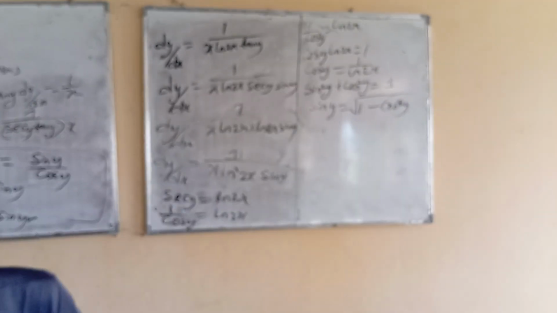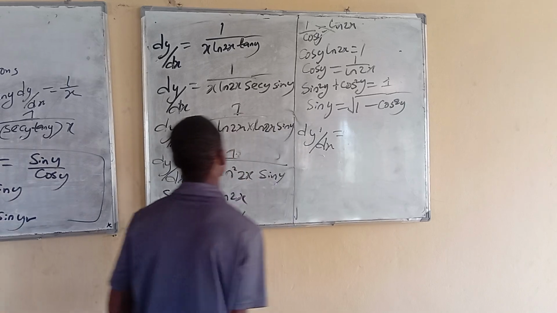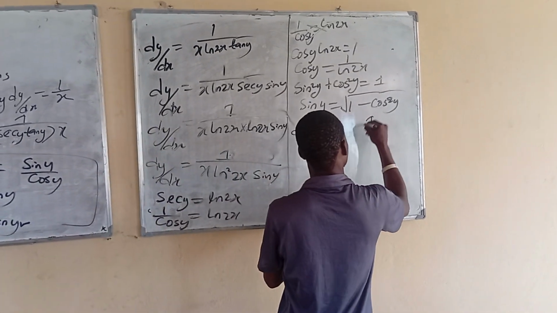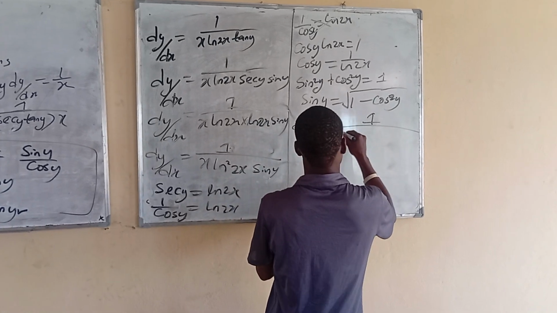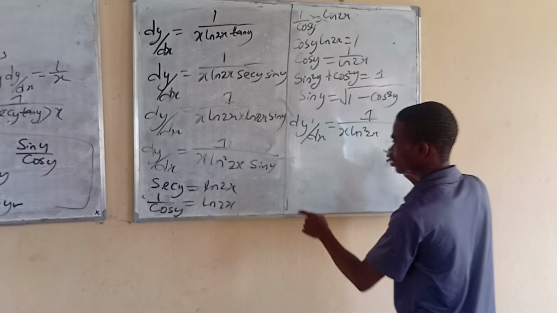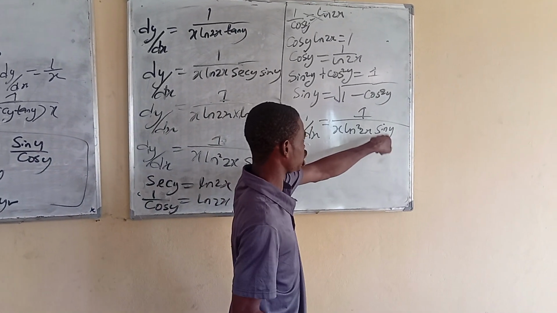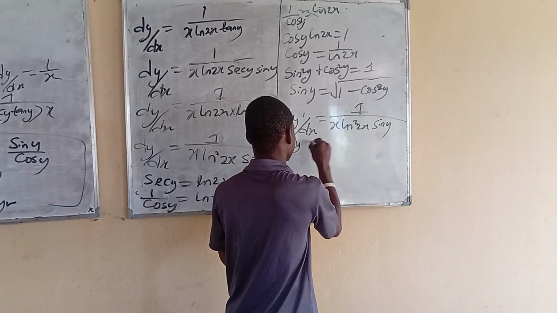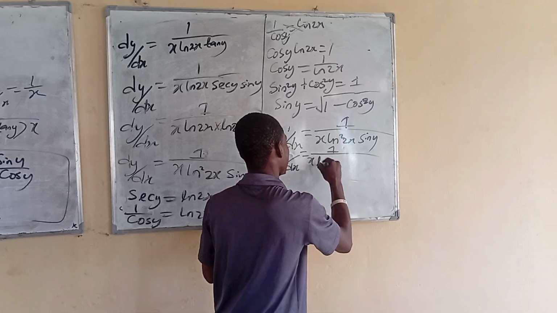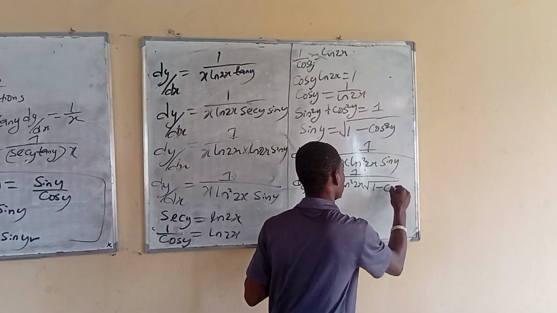Then coming back to your dy over dx, your dy over dx equals what? Your dy over dx equals 1 divided by x ln squared 2x, then times sin y, right? Now we have an expression for sin y, so let's replace it. dy over dx equals 1 divided by x ln squared 2x, times the square root of 1 minus cos squared y.